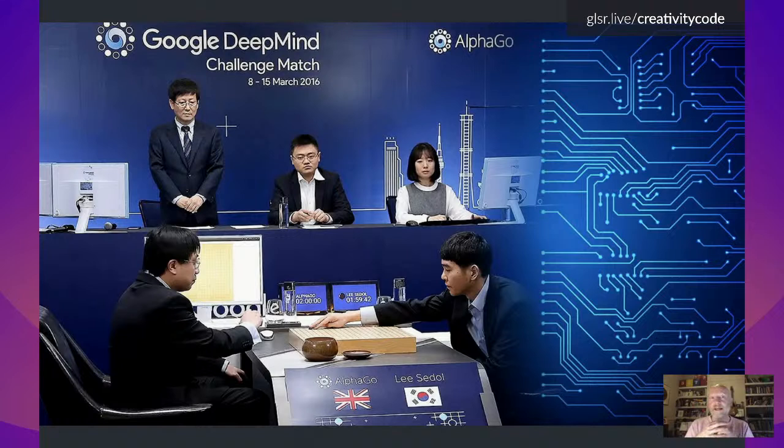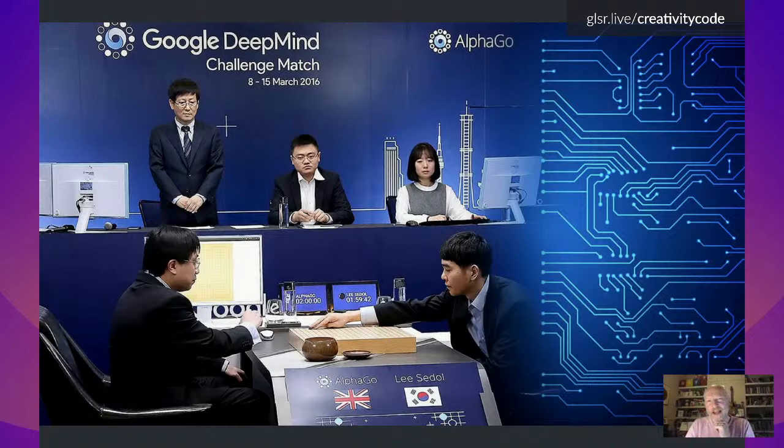I suppose we've got quite used to computers doing things better than humans. So maybe not such a big surprise. But for me, the big surprise is not that this piece of code was able to play so well. It was the way it played, and in particular, something that happened in the second game of the match. And this is the position.